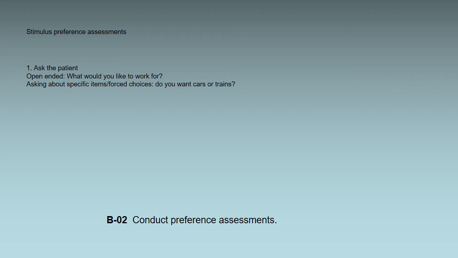So, let's talk about 3 types of stimulus preference assessments. The first one is we ask the patient. Open-ended, what would you like to work for? And asking about specific items, forced choices. Do you want cars or trains? As a general rule, I use a lot more forced choices, because if I ask something like, what do you want to work for? They can answer with anything.